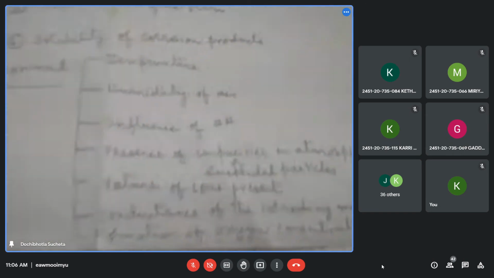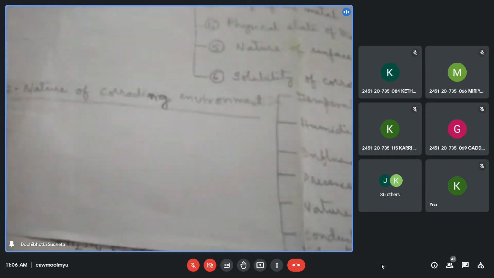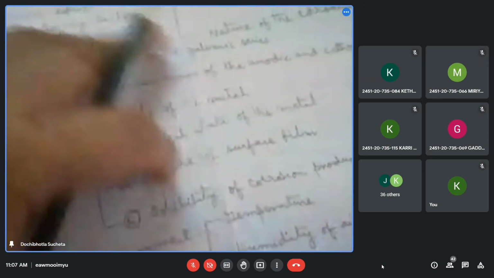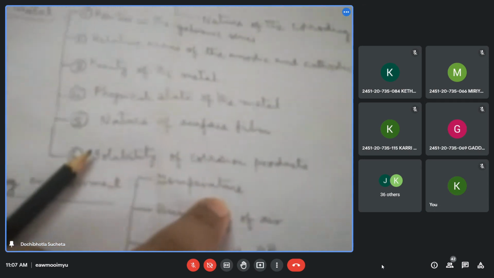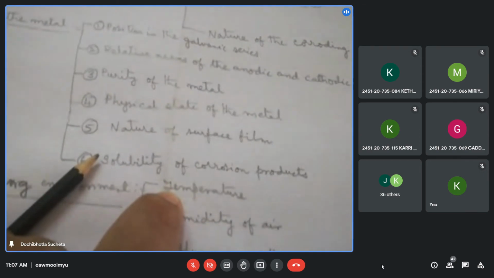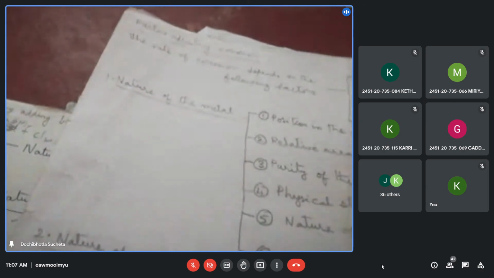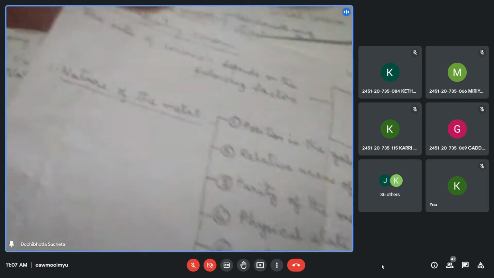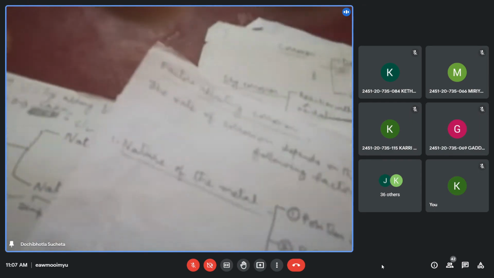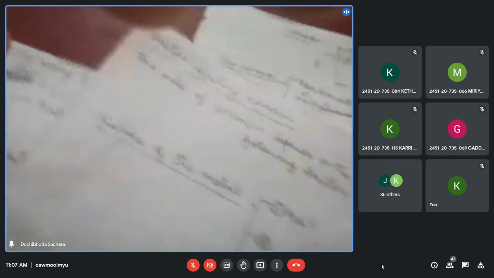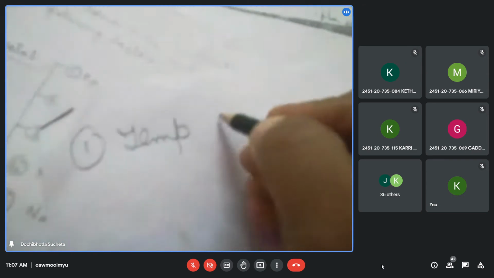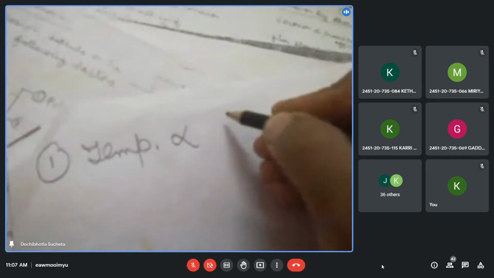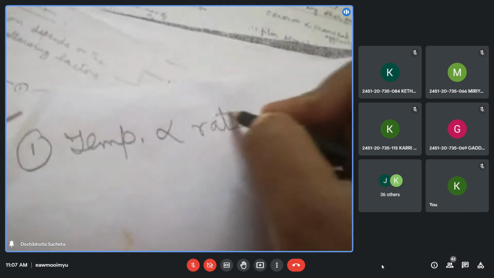Next, nature of corroding environment. In that, what is the first one? Temperature. What is your guess? Higher the temperature, higher is the rate of corrosion. So we'll write: temperature is directly proportional to the rate of corrosion.